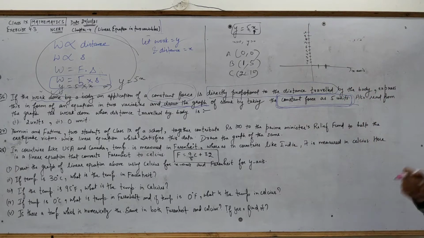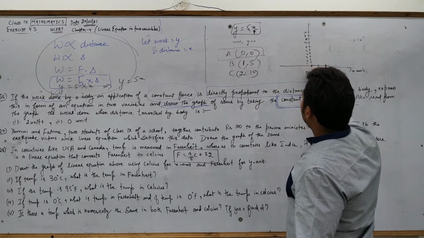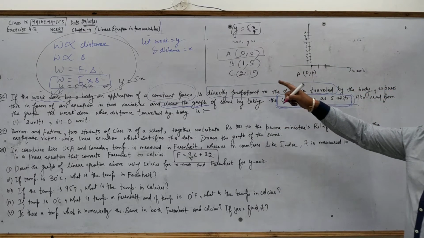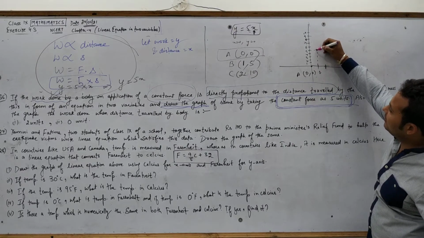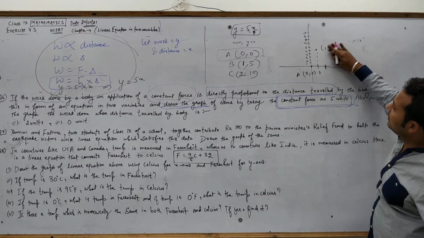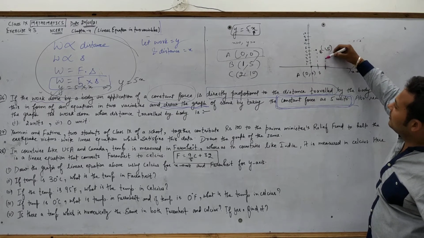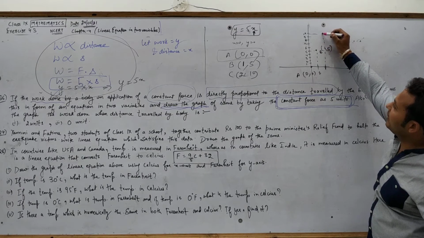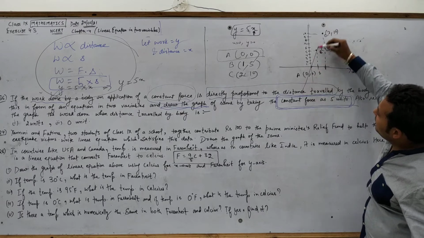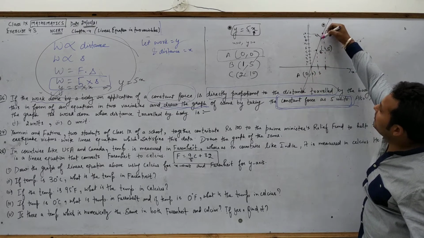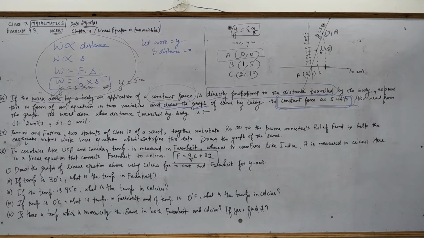Okay, first point is 0, 0, that is the origin. Second point is 1, 5. When x is 1, the value of y is 5. And third point is when x is 2, y is 10. So we will join these points. They are representing the equation y equals 5x.